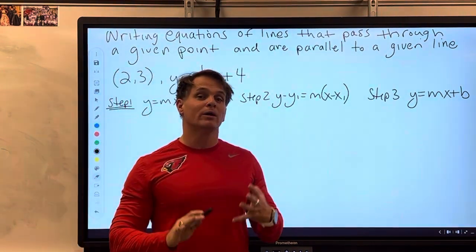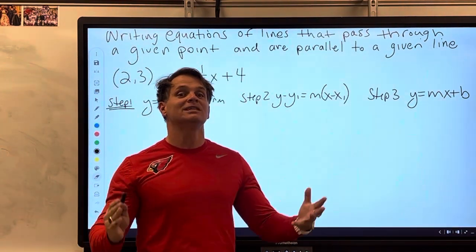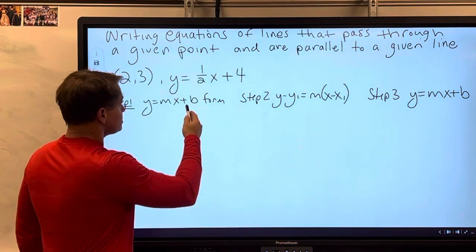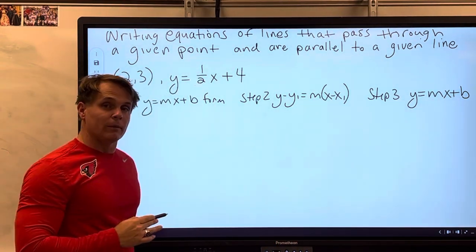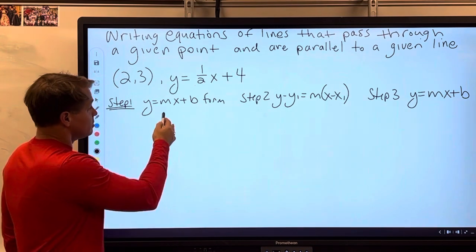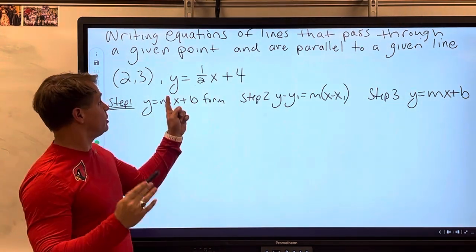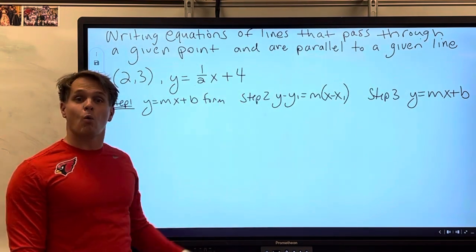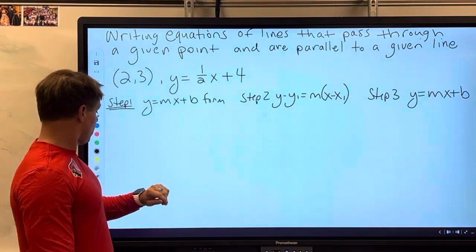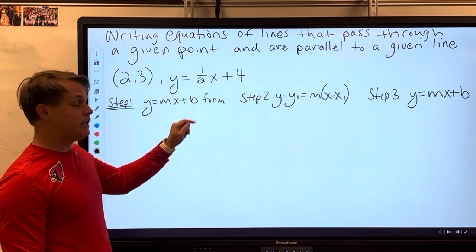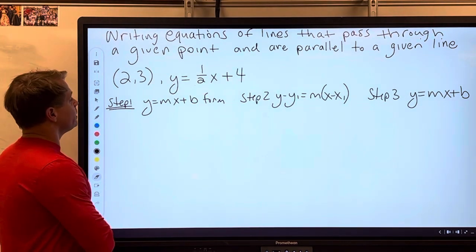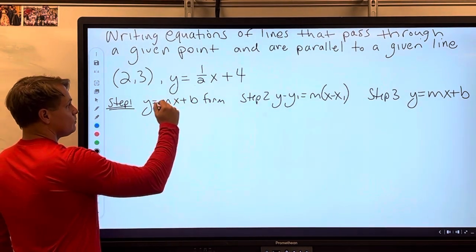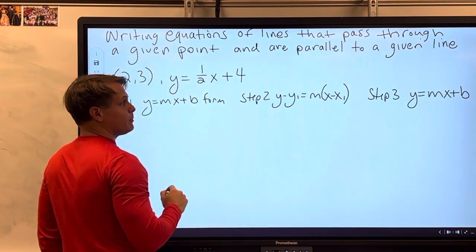Now don't forget, when lines are parallel, they have the same slope. Let's take a look at step number 1. There's 3 easy steps to this. The first step is to make sure that the equation that they give you is in slope-intercept form, or y equals mx plus b. Luckily for us, this one already is. So I'm going to then go on to step number 2.